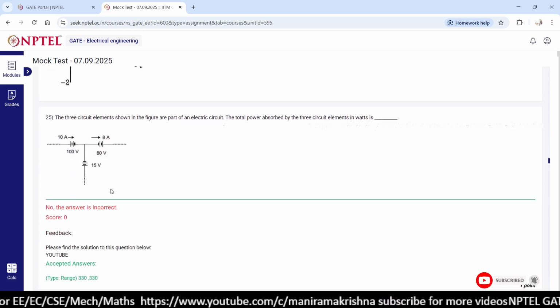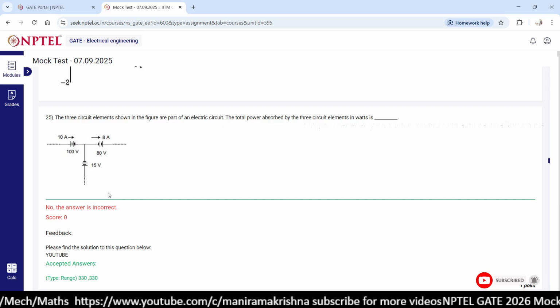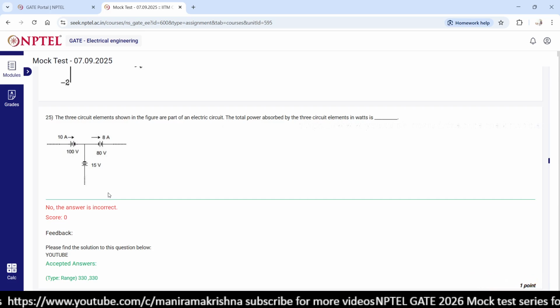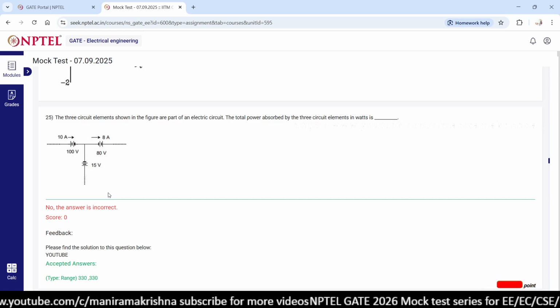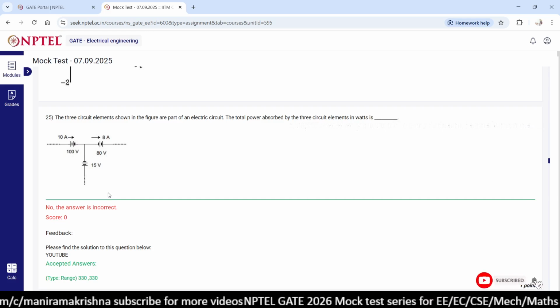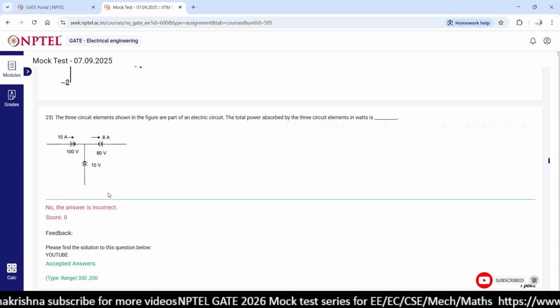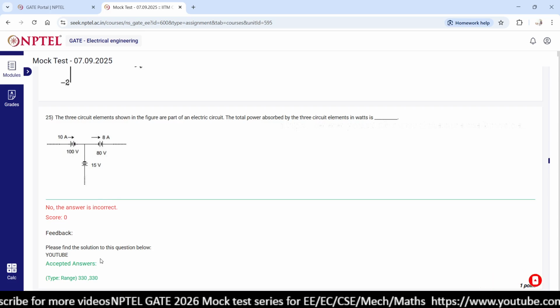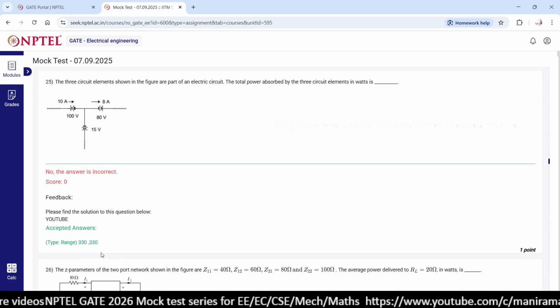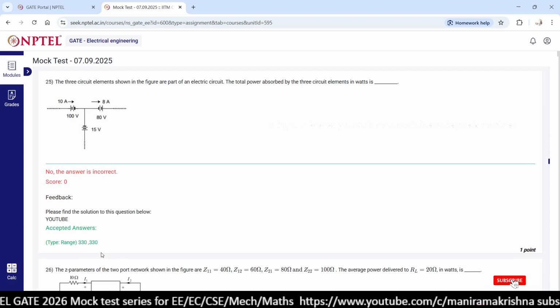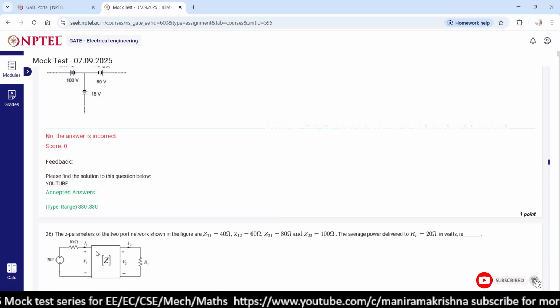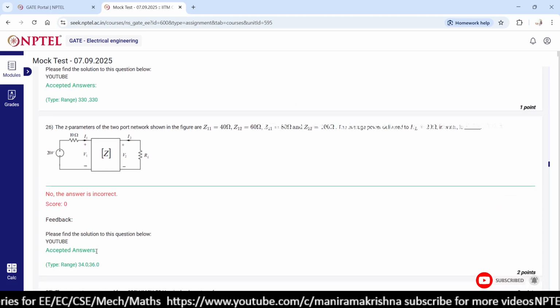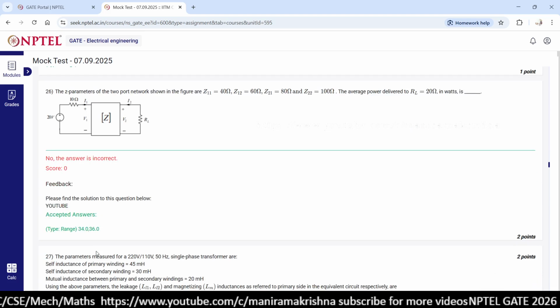25th question, fill in the blanks. If fill in the blanks does not have any negative marks, then even if you give a near answer, you will get the marks. It will be a range. Sometimes exact answers also come. Next question is on the two-port network.